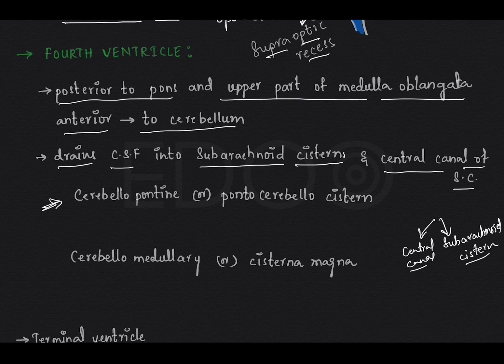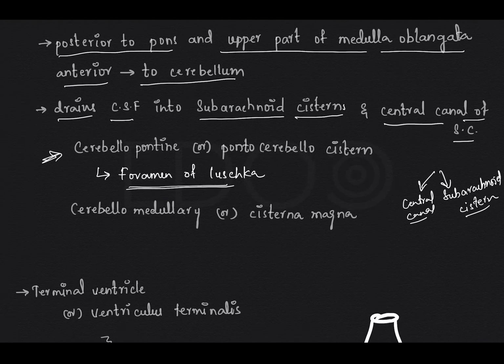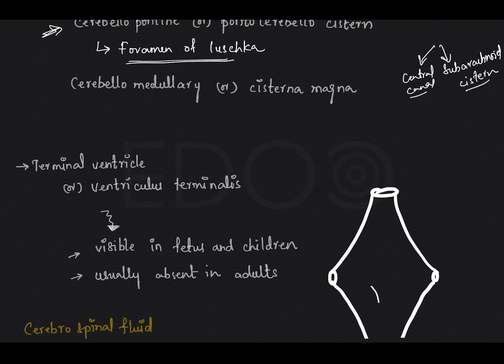So let's look about the subarachnoid system. The first one is cerebellopontine or pontocerebellar system. It is located in between the cerebellum and pons, and this cerebrospinal fluid drains into the cerebellopontine system by means of foramen of Luschka. And these foramens are located laterally to the fourth ventricle.